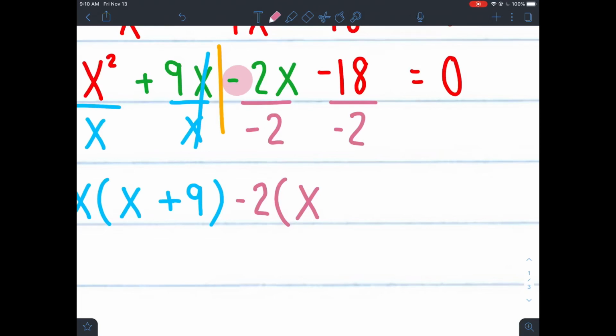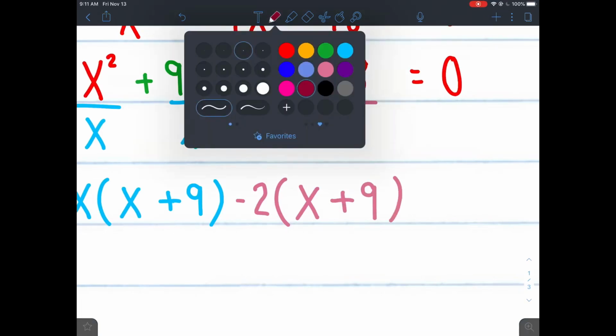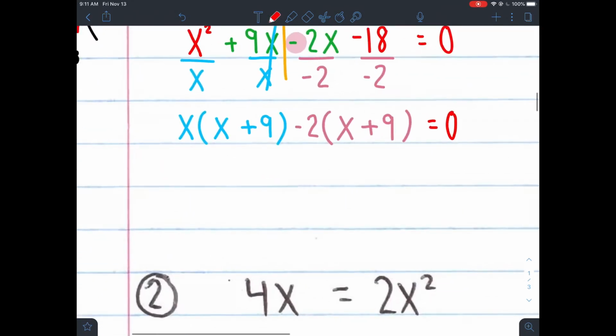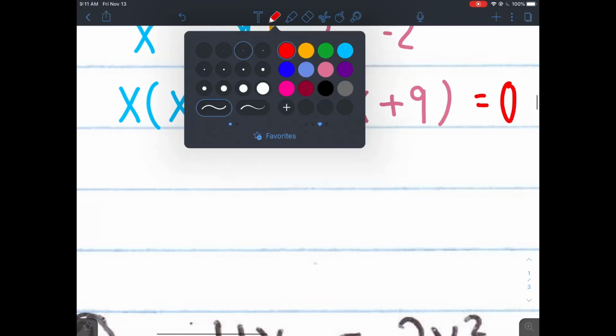And then negative 18 divided by negative 2 is positive 9. And then again, we're going to leave it here, equals 0. So we haven't done anything with that 0 yet. We're almost done factoring. We're super close, but we're not quite done yet, right?